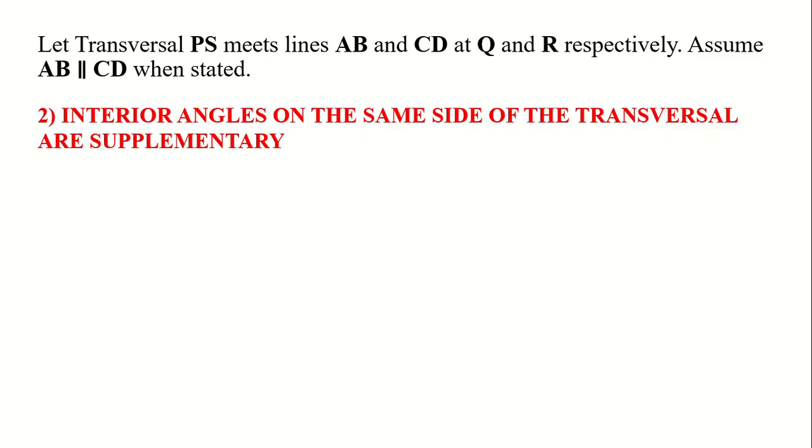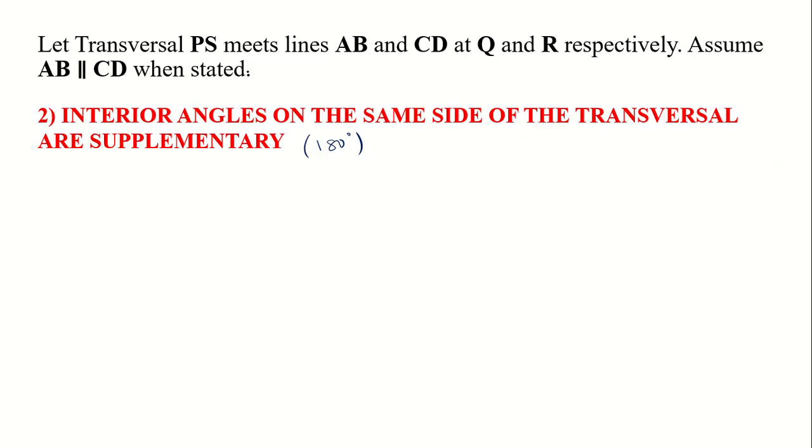Next, this is also one more important theorem. So here the theorem statement is given that interior angles on the same side of the transversal are supplementary. So what is supplementary? Supplementary is 180 degrees, right? So we need to prove that interior angles on the same side of the transversal are supplementary. Okay, so the first statement was each pair of alternate interior angles are equal. We proved it. The second statement here is interior angles on the same side of the transversal are supplementary.